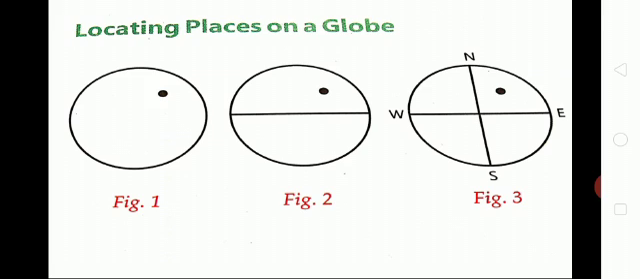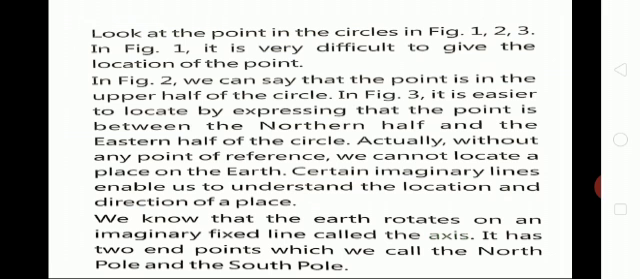And then look at the point in the circles in figures 1, 2 and 3. In figure 1 it is very difficult to give the location of the point. In figure 2 we can say that the point is in the upper half of the circle. In figure 3 it is easier to locate it by saying that the point is between the northern half and the eastern half of the circle. We can locate it if there are imaginary lines.